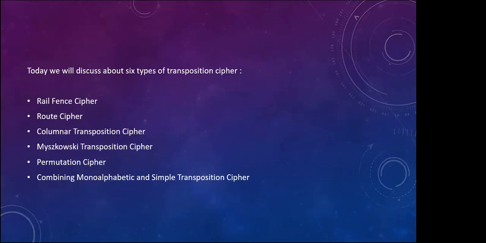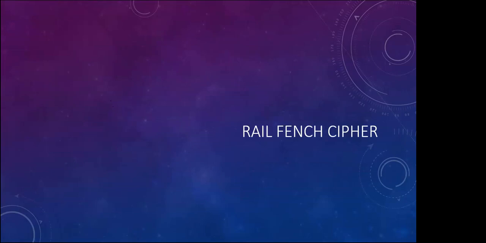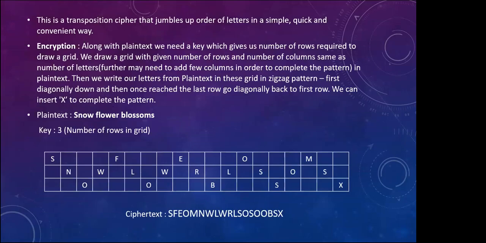So, as the substitution cipher also had various small types, similarly in transposition cipher we have a few types of ciphers under it. First we will see the Rail Fence cipher. In the Rail Fence cipher, we jumble the message in a convenient way. Here we need to draw a grid like this.